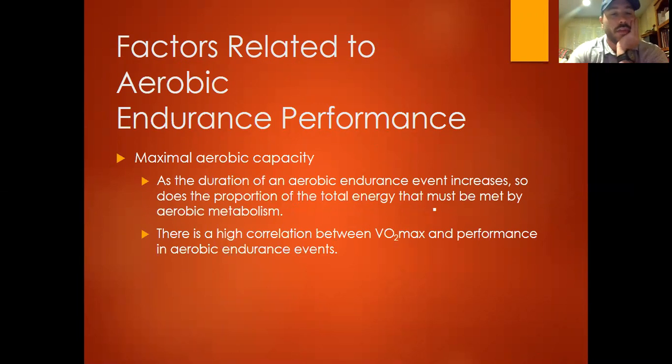There you go. So, maximal aerobic capacity is as the duration of an aerobic endurance event increases, so does the proportion of total energy that must be met by aerobic metabolism. Think about bioenergetics at that point. Why do you think it takes so long for us to get to a certain point where we are producing as much ATP, even when we're utilizing a glucose-based source? And why it takes us so long to get to that point where fat becomes one of our main fuel sources? Well, the reason all that starts to occur is because now we have to start meeting that metabolic demand as well. And so that's the only way we can do it.